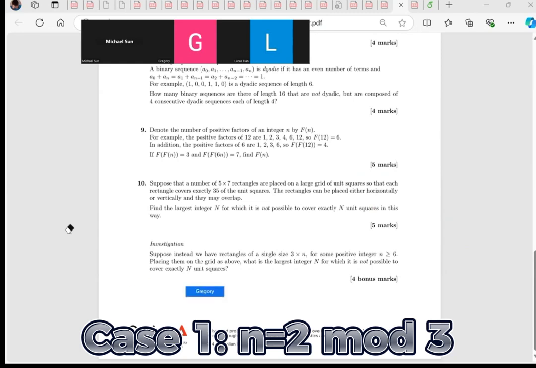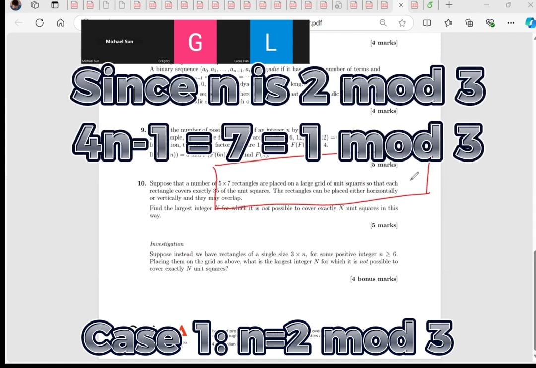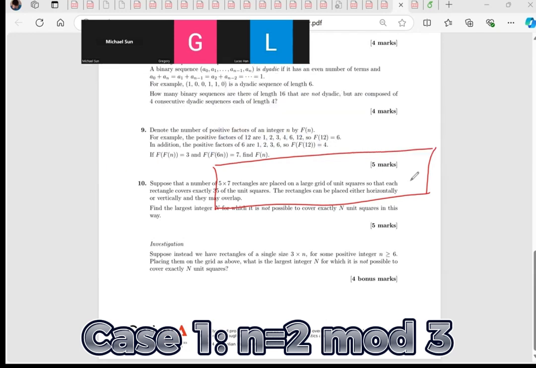Then we have a bunch of cases. Obviously 4n minus 1 is not divisible by 3. It's also not attainable by adding 3's to 3n, because you need at least a 3n by 2n. We cannot obtain 4n minus 1 with a rectangle.